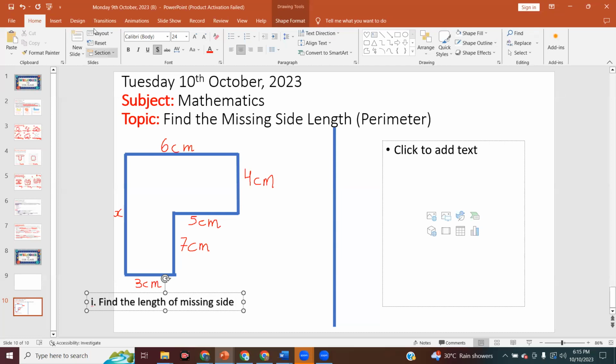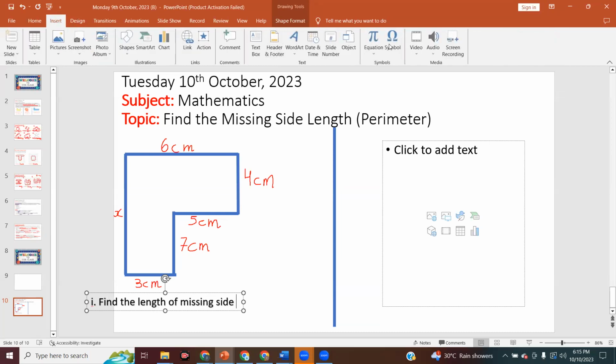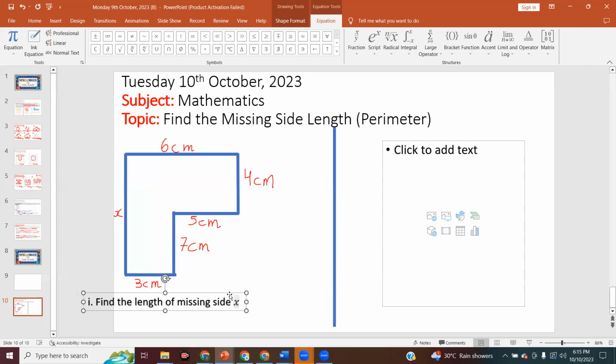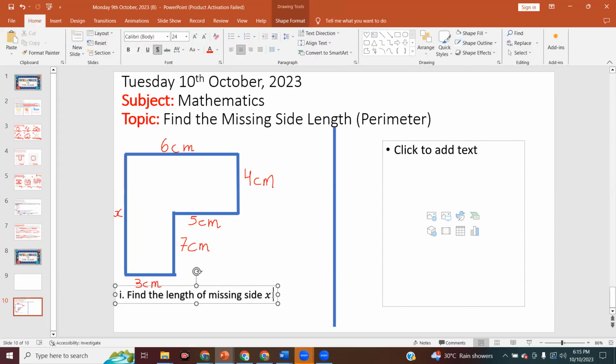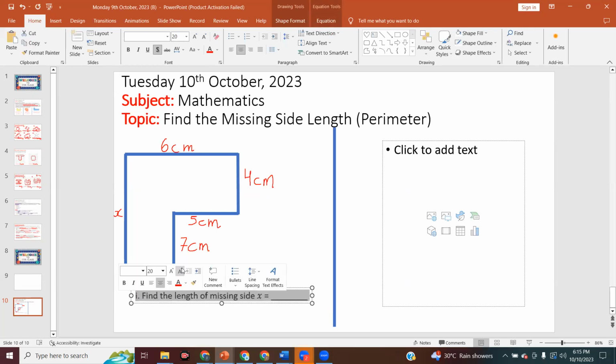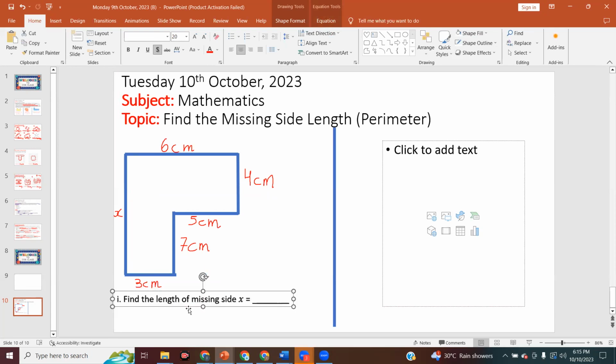So find the length of the missing side X. If you think that you already know what X is going to be, put your answer inside the chat for me, please. What is the length of the missing side X? Again, put your answer inside the chat if you think you know what the answer is gonna be.